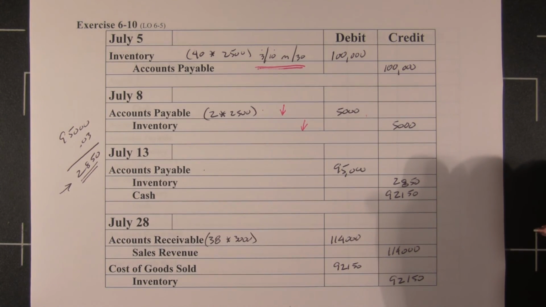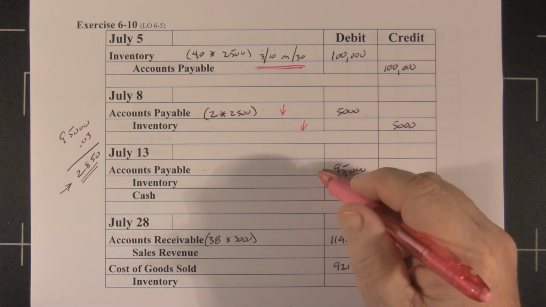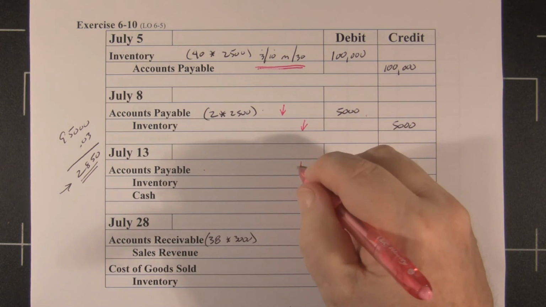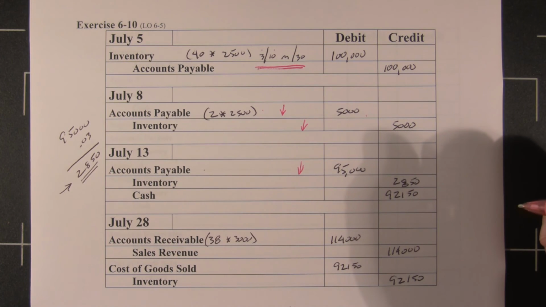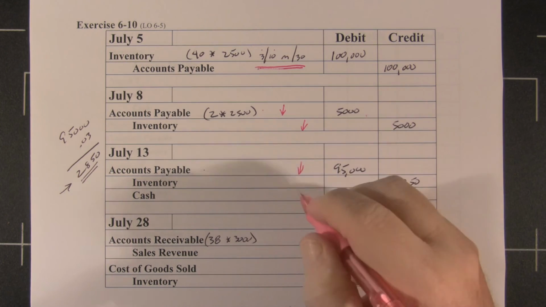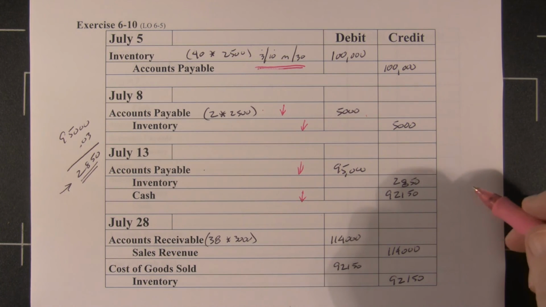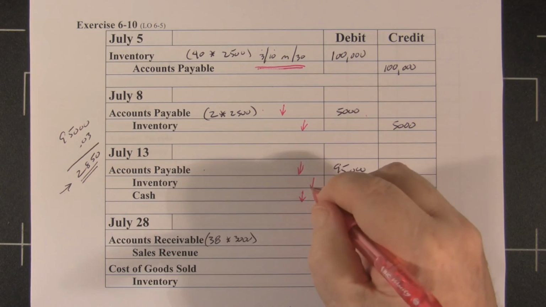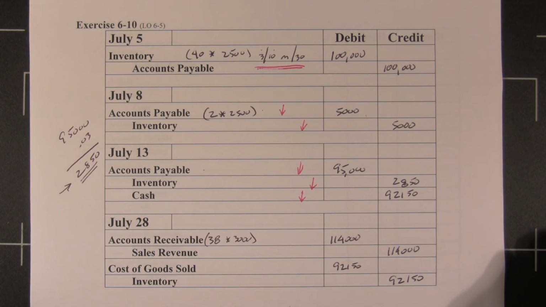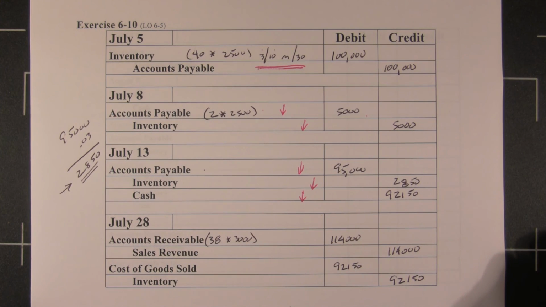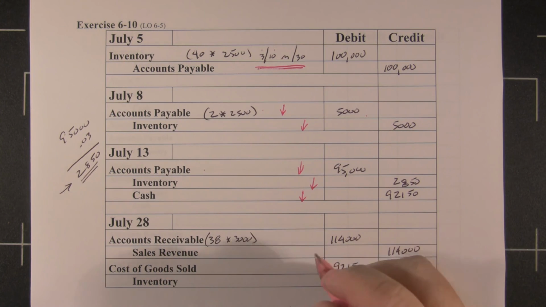Now on the 13th, 8 days later, well within the 10-day period, we send them a check. So our accounts payable goes down for the full $95,000, but because we got the discount, we don't have to pay the full $95,000. We only have to pay 97% of it, $92,150, and the 3% discount reduces our inventory.